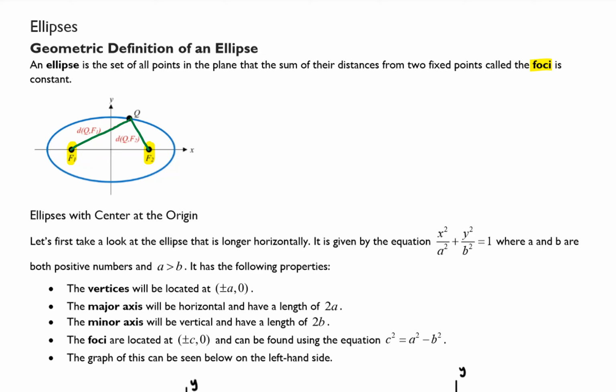Let's go ahead and take a look at the ellipse that is longer horizontally. It is given by the equation x squared over a squared plus y squared over b squared is equal to 1, where a and b are both positive numbers and a is greater than b. It has the following properties. The vertices will be located at plus or minus a, 0. The major axis will be horizontal and have a length of 2a. The minor axis will be vertical and have a length of 2b. The foci are located at plus or minus c, 0 and can be found using the equation c squared equals a squared minus b squared. The graph of this can be seen below on the left-hand side.